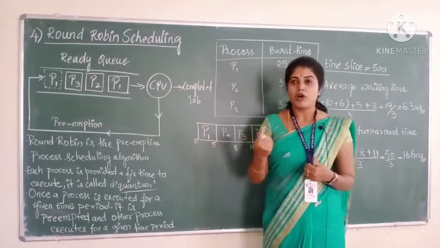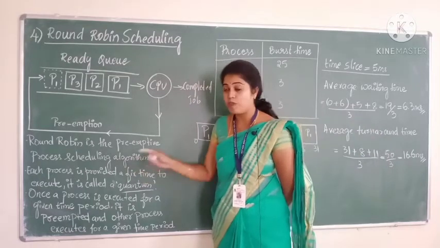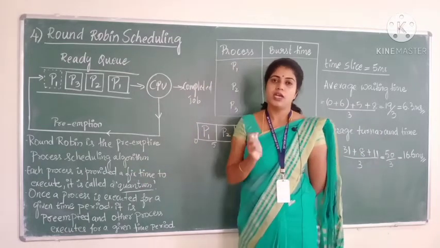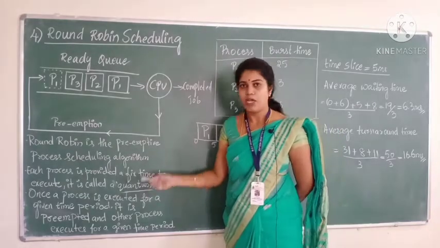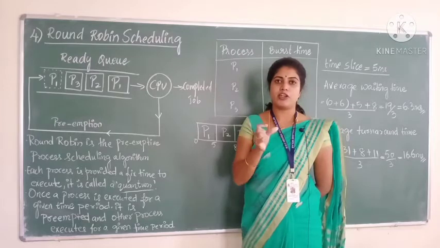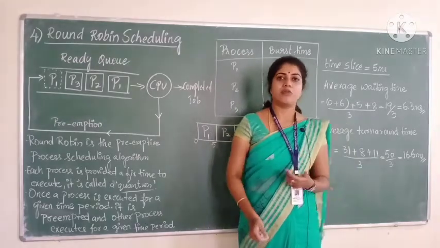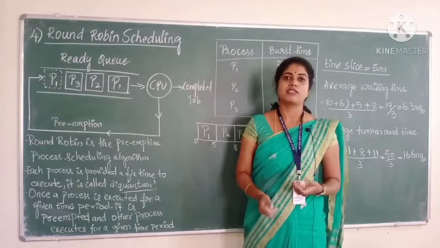So each process is provided with a fixed time to execute, and that fixed time is called quantum. At the same time, each burst time of the process will be divided into slices, and that slice is called time slice. With an example, I'll explain how the time slice works and what exactly it is.